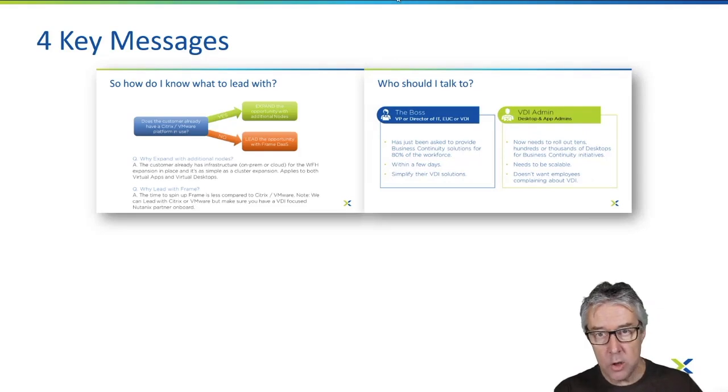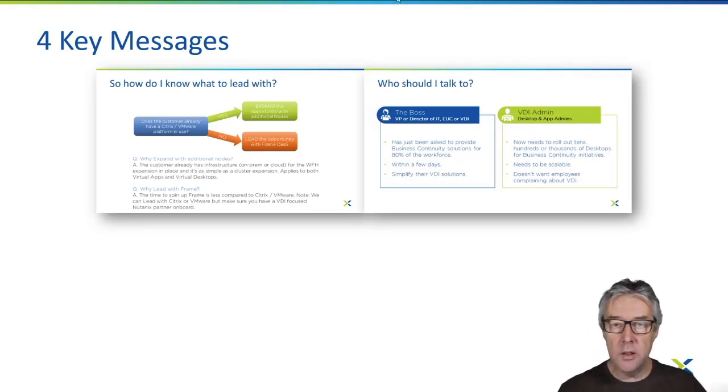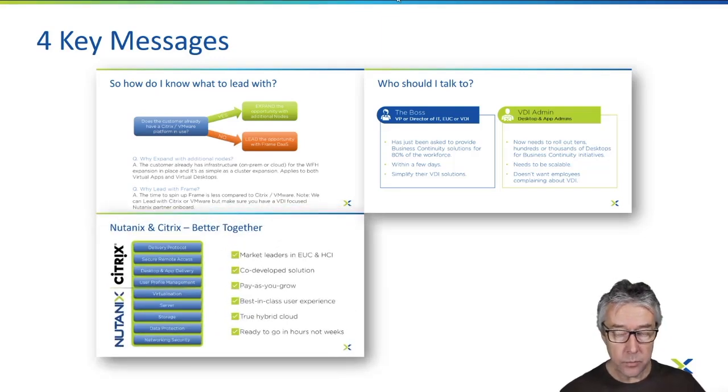Then we talked about who you should be talking to. Again, there's a lot of different personas within a customer organization. For today's situation, for EUC and business continuity, I would suggest talking to obviously the boss or the VP, director of IT, and his desktop and application admins. Those are the guys that are facing the pressure to be able to spin up these environments for hundreds or thousands of users. Then we looked at the different solutions.